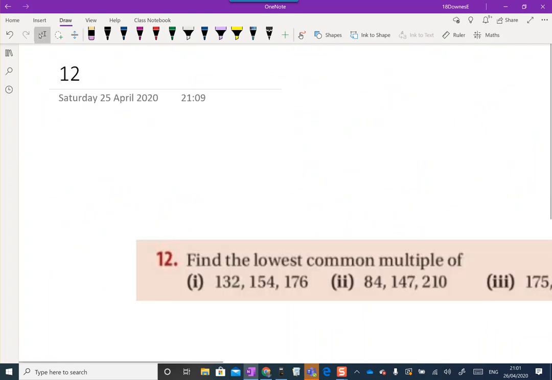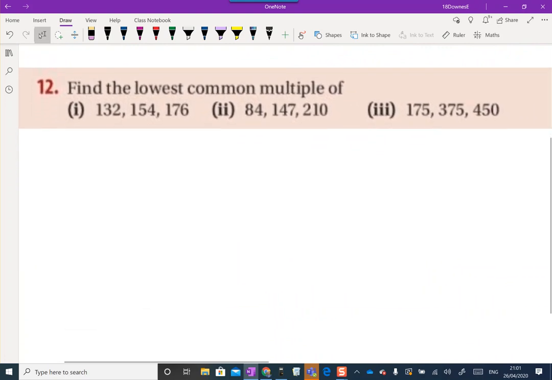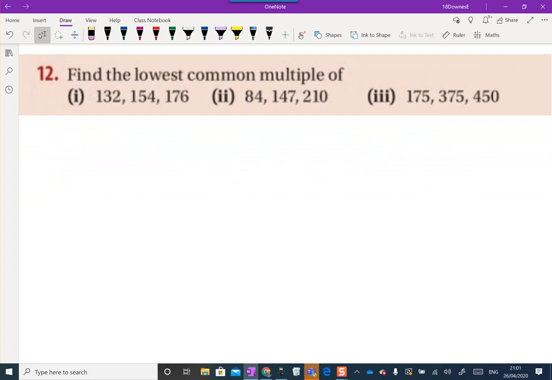Let's go down and look at the next exercise. Find the lowest common multiple. So we've abandoned any fancy tricks. Now I am curious as to whether you could find the lowest common multiple of those two and then those two, and then combine them. But I think the simplest thing to do is just slog it out with them all. And anyway, we do want practice doing this.